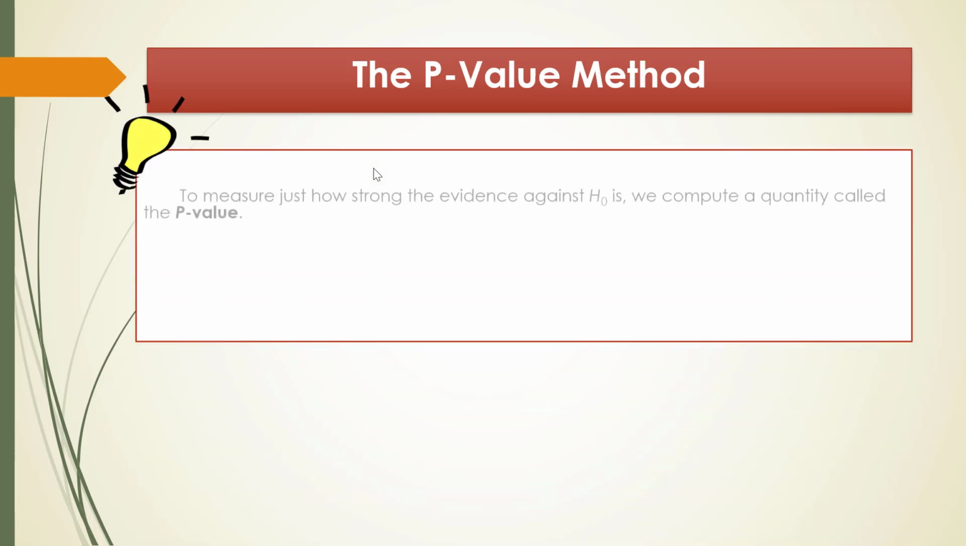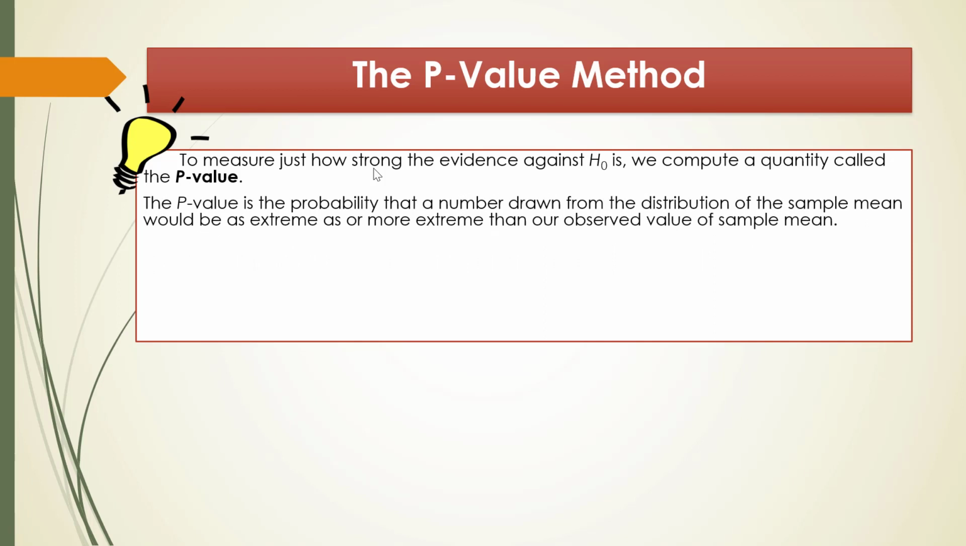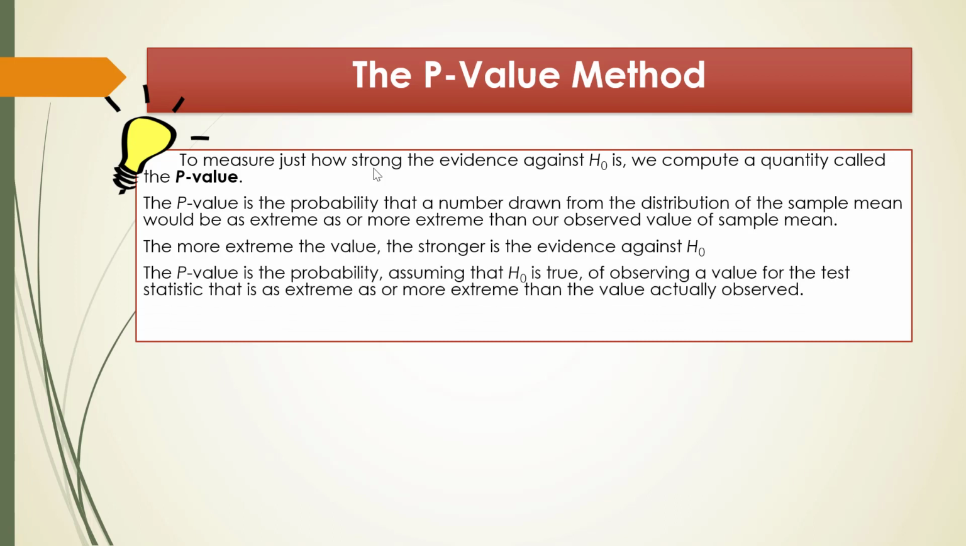Now the p-value method. To measure how strong the evidence against the null hypothesis is, we compute a quantity called the p-value. The p-value is the probability that a number drawn from the distribution of the sample mean would be as extreme as or more extreme than our observed value of the sample mean. The more extreme the value, the stronger the evidence against the null hypothesis. The p-value is the probability, assuming that the null is true, of observing a value of the test statistic that is as extreme as or more extreme than the value actually observed. The smaller the p-value, the stronger the evidence against the null hypothesis.